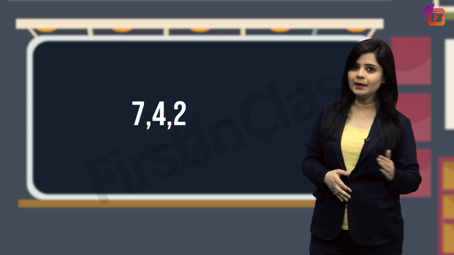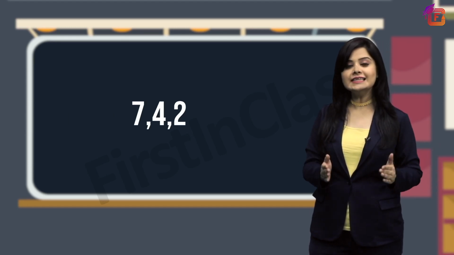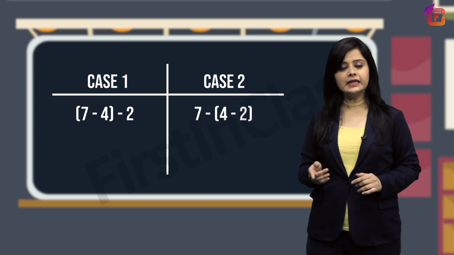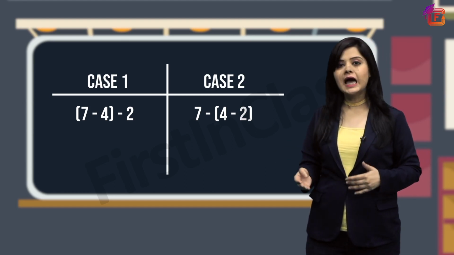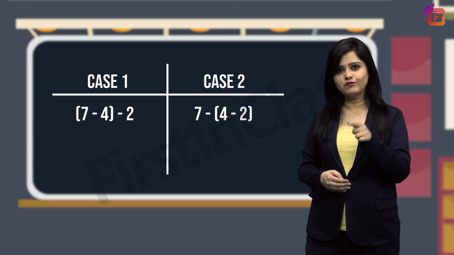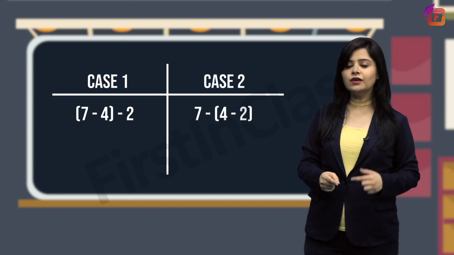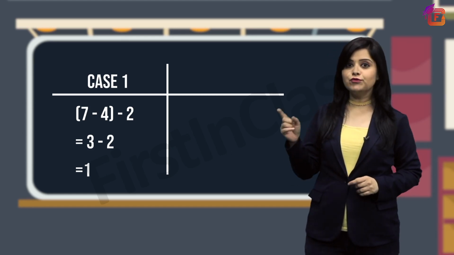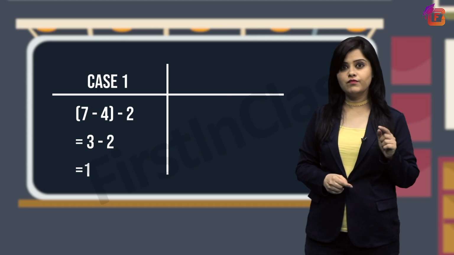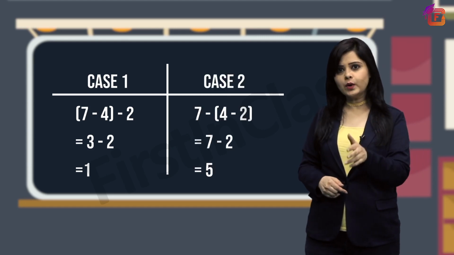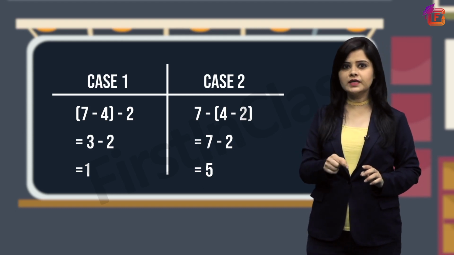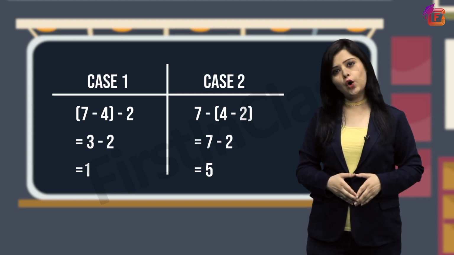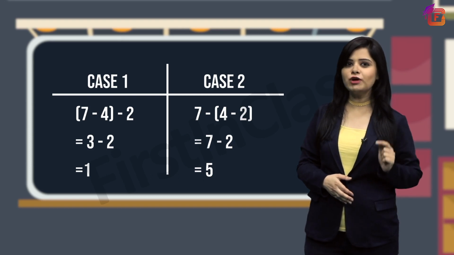Now, let us take the same numbers and check what happens in subtraction. In case 1, subtract 4 from 7 and then subtract 2 from the result obtained, and in case 2, subtract 2 from 4 and then subtract the result obtained from 7. In case 1, 7 minus 4 is 3 and 3 minus 2 gives us 1, whereas in case 2, 4 minus 2 is 2 and 7 minus 2 gives us 5. The results in both the cases are different, of course. So, order of the numbers does matter in subtraction.